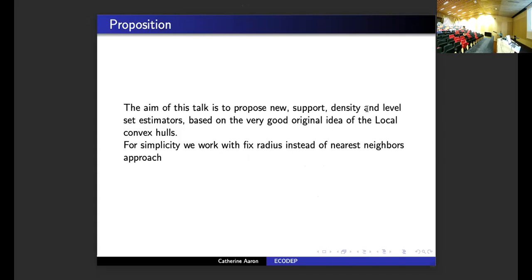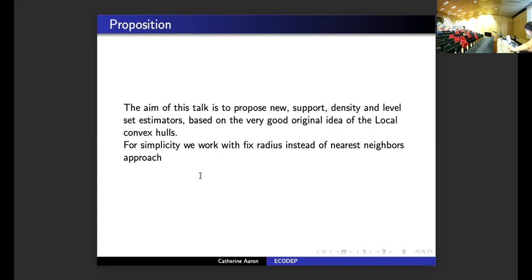Okay, so what we want to do is try to correct this bias and take advantage of having a globally good behavior, particularly close to the boundary, which is not the case with other density estimation methods.